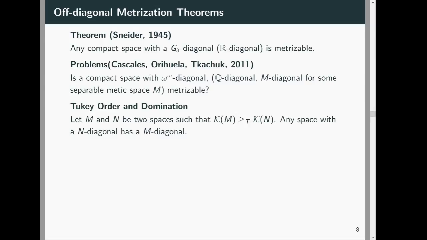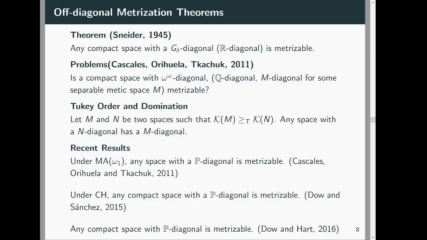And some recent results: in the same paper, they proved any space with a KP diagonal, which means irrational, is metrizable under the assumption of a model of the action omega 1. And under CH, Allen and Sanchez proved any compact space with a KP irrational diagonal is metrizable, and with KP Hart, they extended the result to a ZFC result.